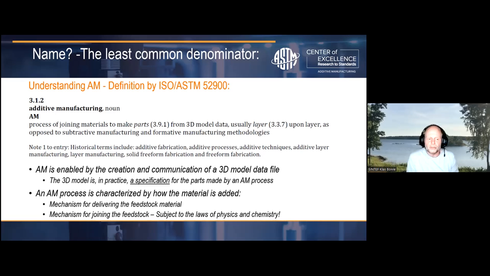An AM process is characterized by how the material is added. The mechanism for delivering the feedstock material is the process architecture. And that's a way to distinguish different processes. Then we have, of course, the mechanism for joining the feedstock. But this is the subject of lots of physics and chemistry.